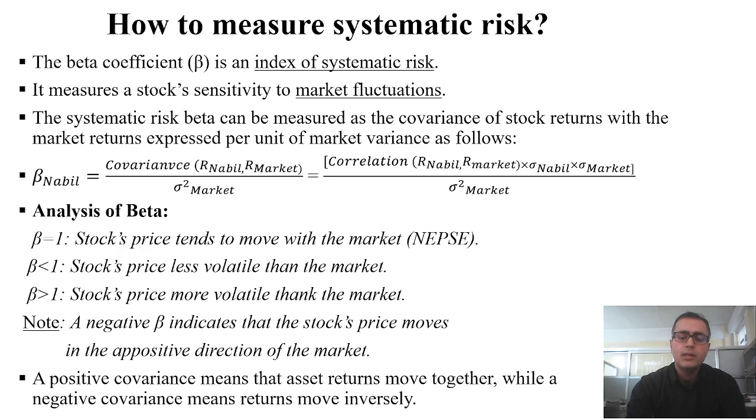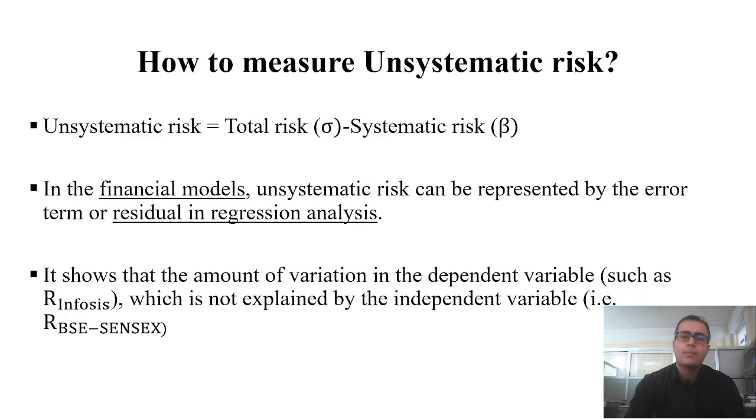Now let's move to one example that I have taken from the financial management book of I.M. Pandey. Before that, let's briefly discuss unsystematic risk, which is the difference between total risk, which is measured by sigma, and systematic risk, that is the beta value. In financial models, unsystematic risk could be represented by the error term or residual in the regression analysis.